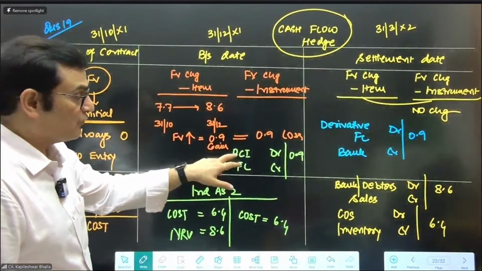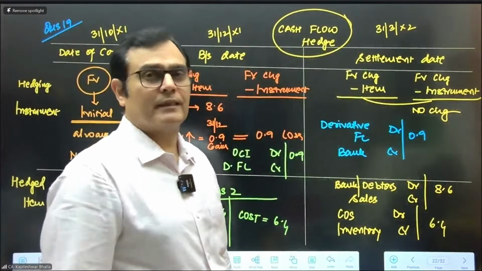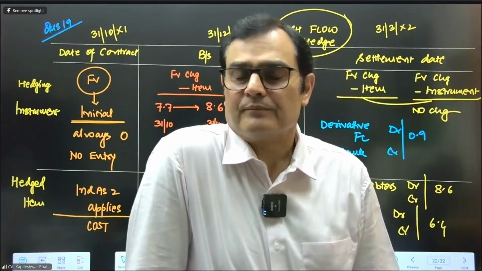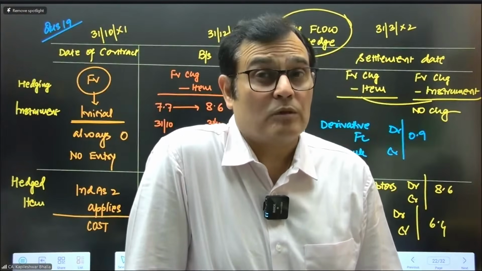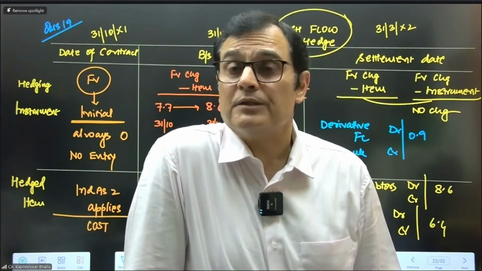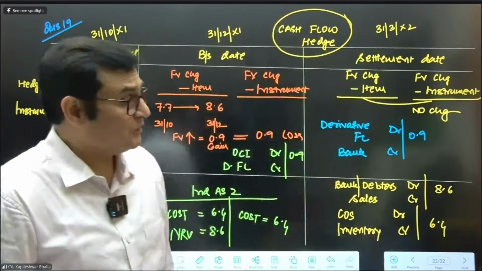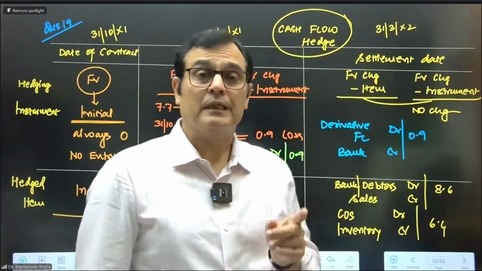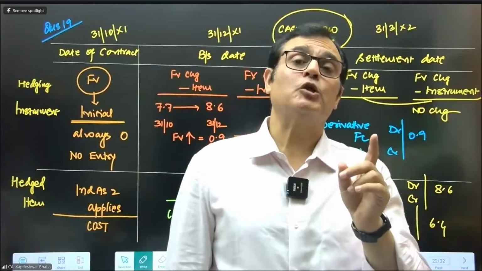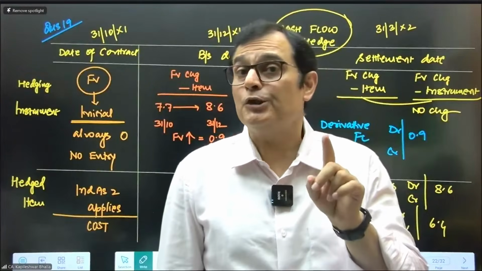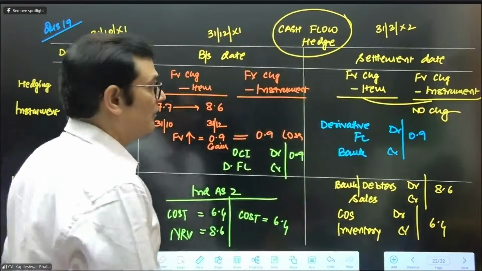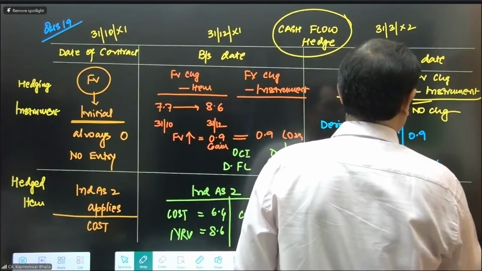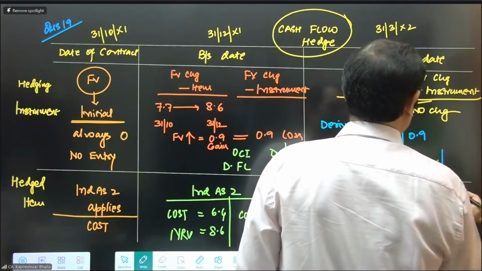This is the balance of OCI accumulated in the cash flow hedge reserve. This amount will go to the P&L once the hedged item enters the P&L. Since the inventory is sold and the hedged item has entered the P&L, it is time to transfer the accumulated balance in OCI to profit and loss. So we put another entry: profit and loss gets a debit, OCI gets a credit, 0.9.